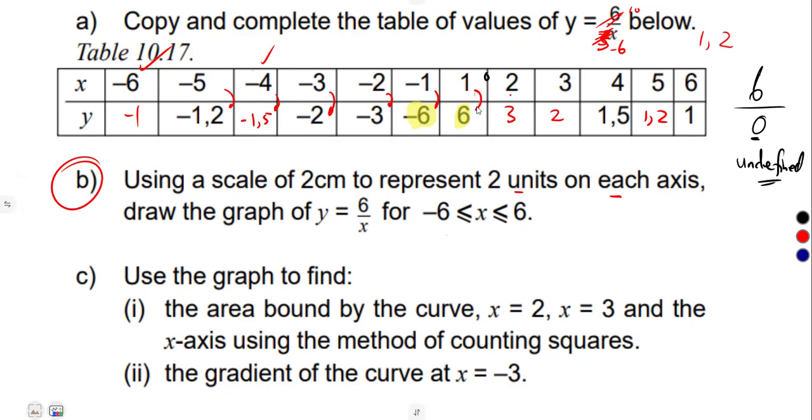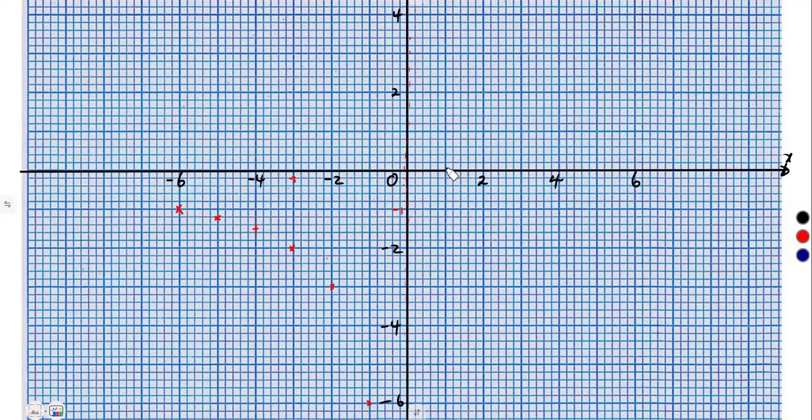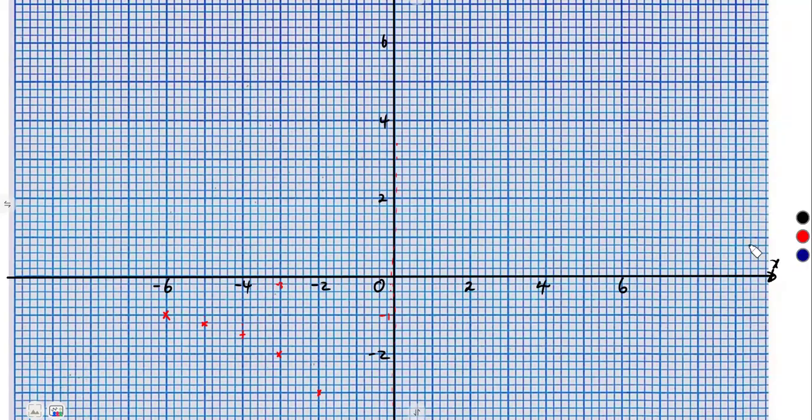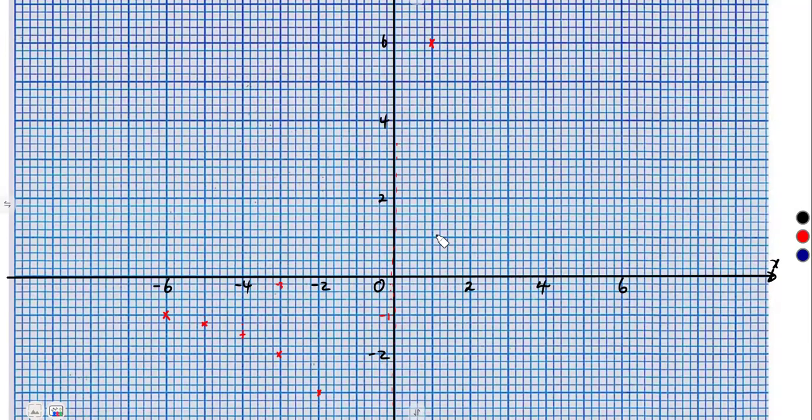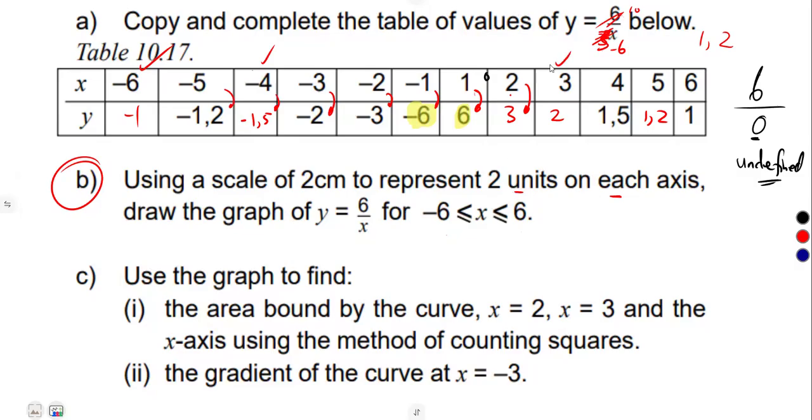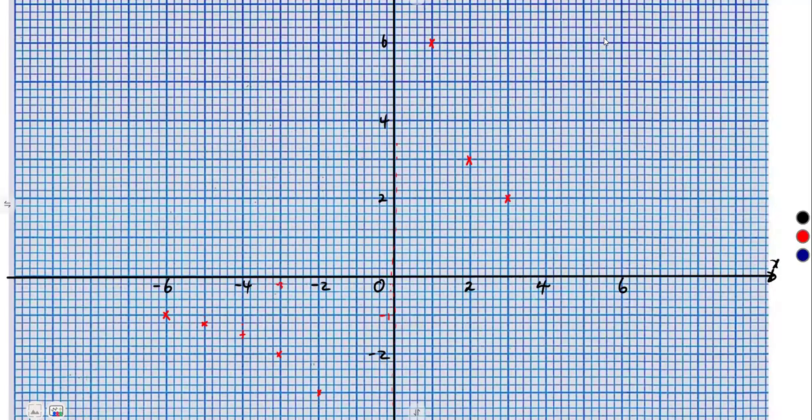So you move on to another point, 1, 6. All right, when x is 1, y is 6. 1 versus 6. Okay. 2, 3. When x is 2, y is 3. Then 3 versus 2. All right, 3 versus 2, 4, 1, 5. This is 1, 1, 2, 1, 4, 1, 6. So 1, 5 in between 1, 4 and 1, 6.